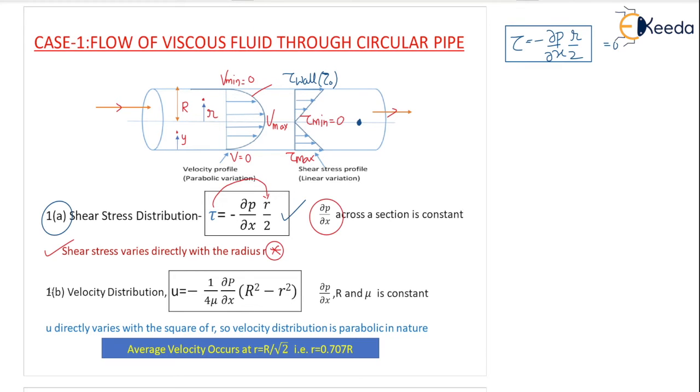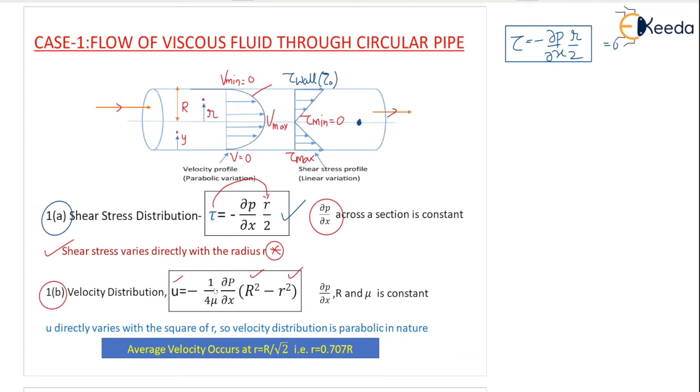Now let's go to velocity distribution. The general formula is u equal to minus of 1 by 4 mu dou p by dou x into capital R square minus small r square. So just like tau is the shear stress at any point, same here it is the general formula for finding the velocity at any point. Very, very important formula. Small u represents the velocity at any point. Mu is your dynamic viscosity, you know that. Dou p by dou x is the pressure gradient. Capital R is the radius of the pipe. Small r is the point where you want to find the velocity.